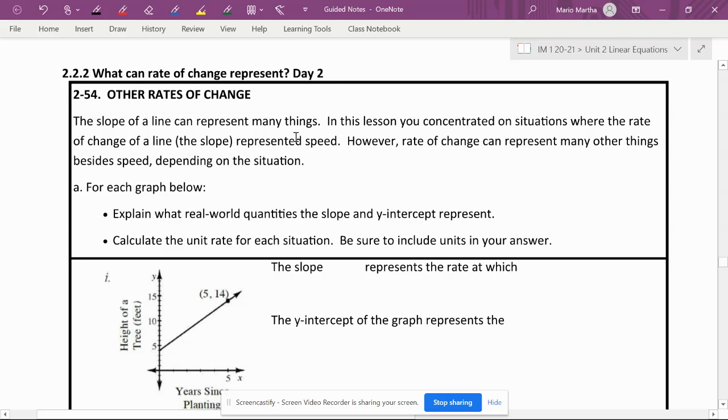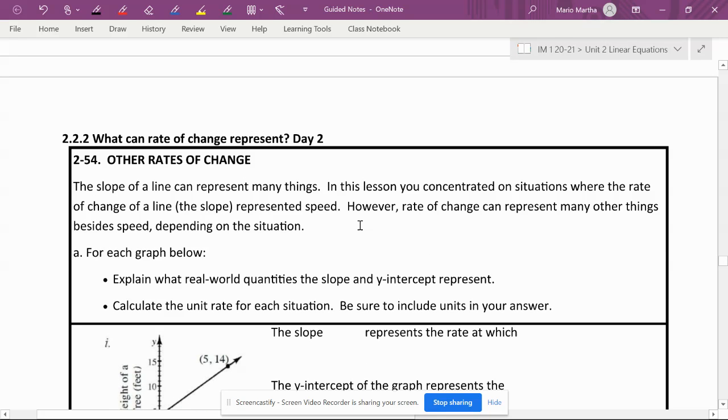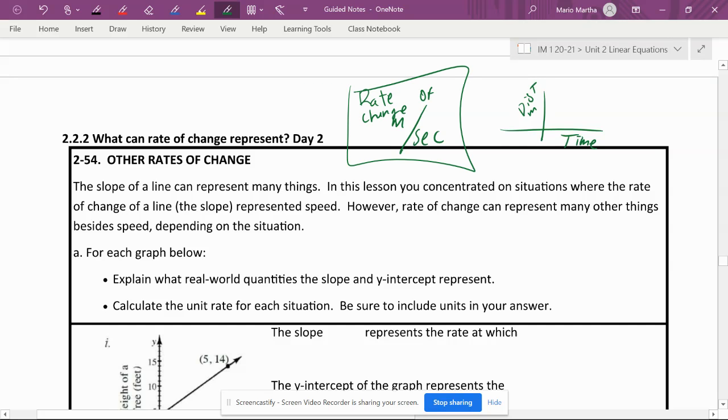So the slope of a line can represent many things. In this lesson, you concentrated on situations with the rate of change of a line. The slope represented speed, right? So if you already watched part one and part two, you remember we were talking about the speed of the kids riding in the tricycles, which was pretty much meters per second, right? And then when we're graphing that, we had time in our x-axis, and then the distance in meters in our y-axis. All right. So that's how we get this rate of change. And again, that's always your slope.